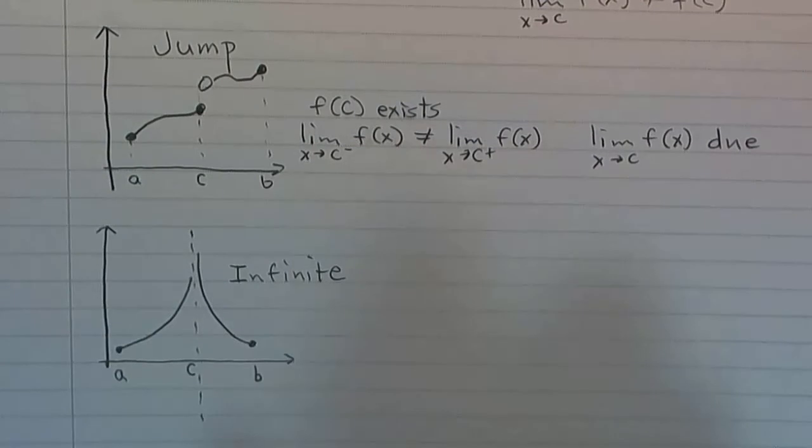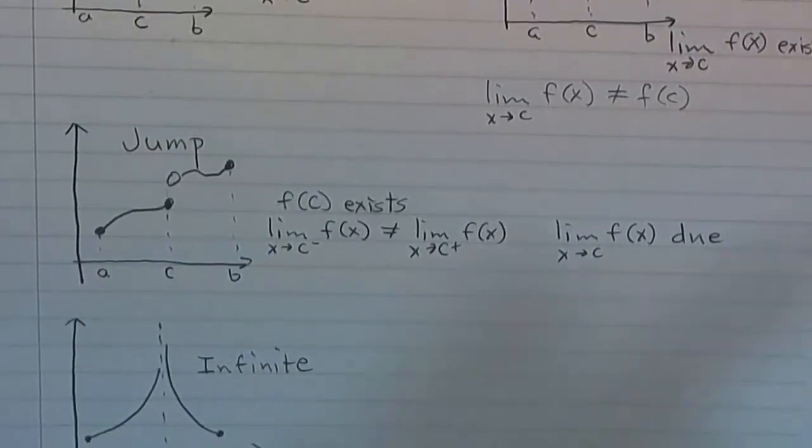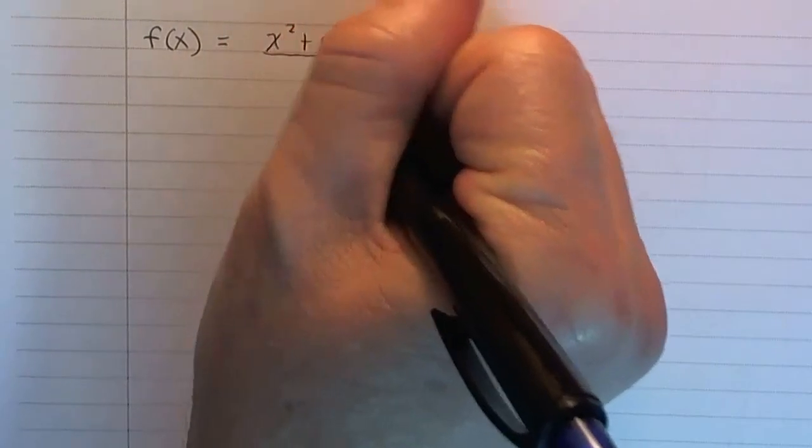So what we want to do is look at examples of each one of these types of discontinuities: removable, jump, and infinite. So first of all, let's look at a removable. Let's suppose we've got f of x equals x squared plus 5x plus 6 all over x plus 2, like that. Now, we want to find if there's any discontinuity here.